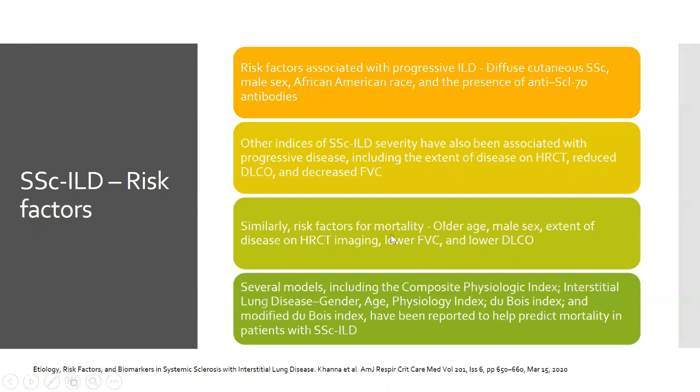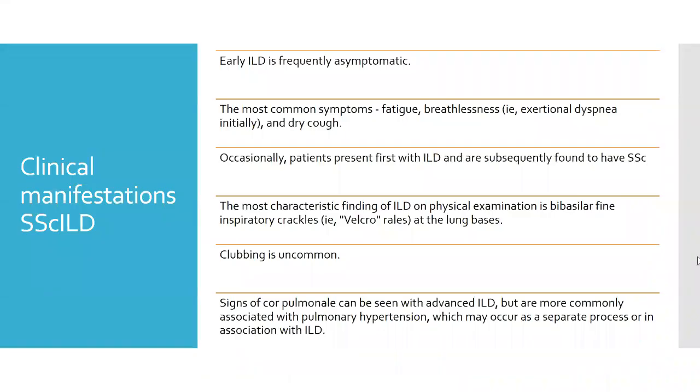In terms of which patients with scleroderma have more severe disease, typically it is the patients who at onset have a higher extent of disease on high-resolution CAT scan, low DLCO and lower FVC, as expected, right? These patients have more advanced disease, or more progressively worsening disease. So typically these are at higher risk for worsening later on too. There have been several models, some of which have been studied in other interstitial lung diseases, such as the GAP score, that can help predict mortality of patients with scleroderma ILD.